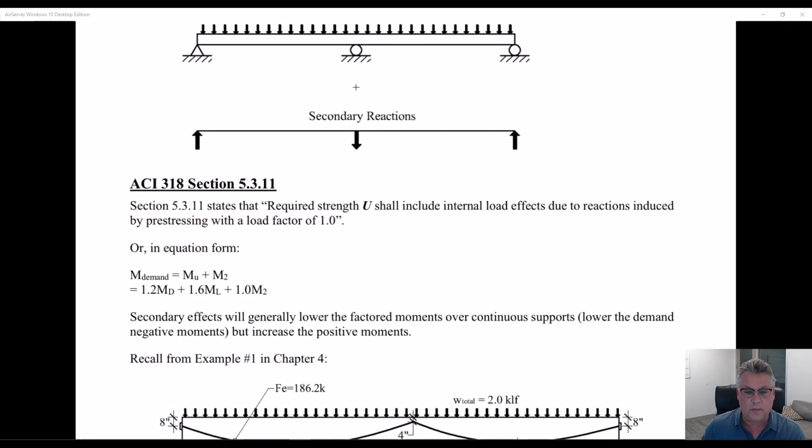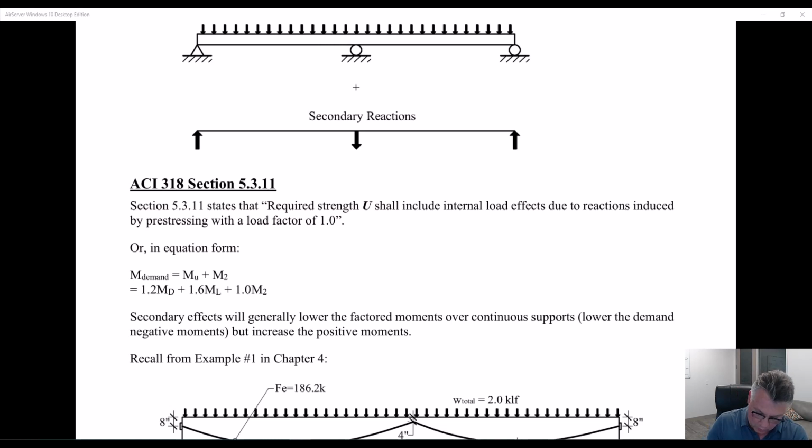So a code requirement is that we include these secondary reactions. I don't know if I'm beating a dead horse or not, but statically determinate members, the things you're going to be tested on up through your first exam, couldn't create reactions. Statically indeterminate members, so more than 2 supports, keep it simple, those will create secondary reactions. Those are real reactions. They're not invented like equivalent loads aren't really loads. These are real reactions. They must be included.